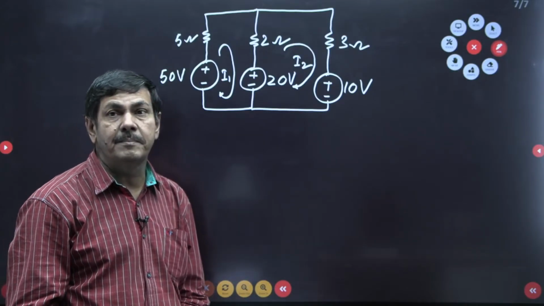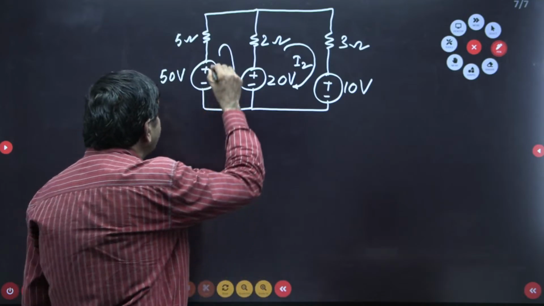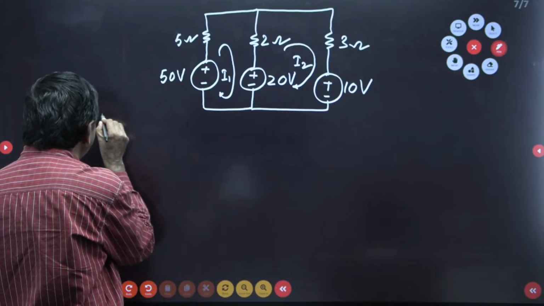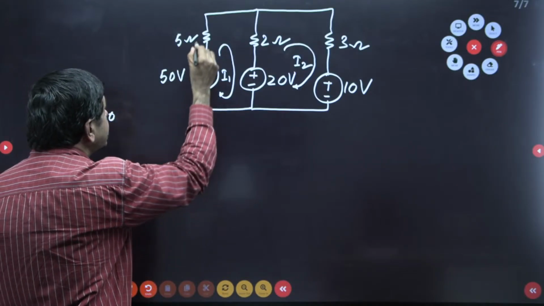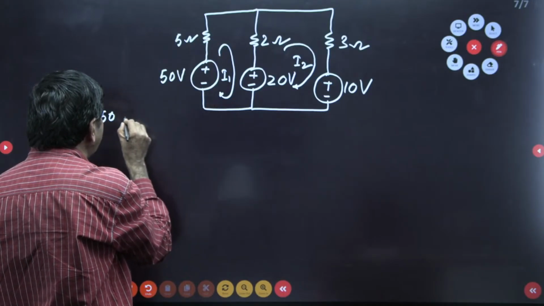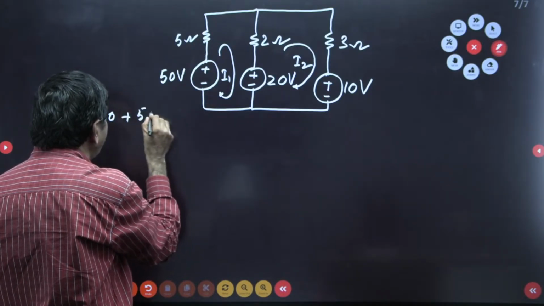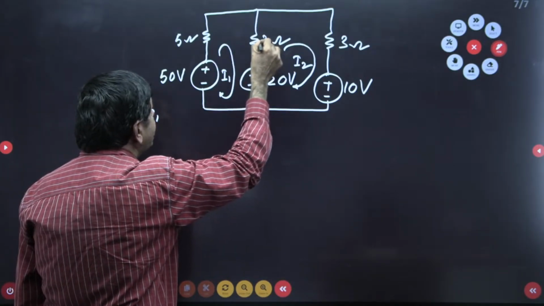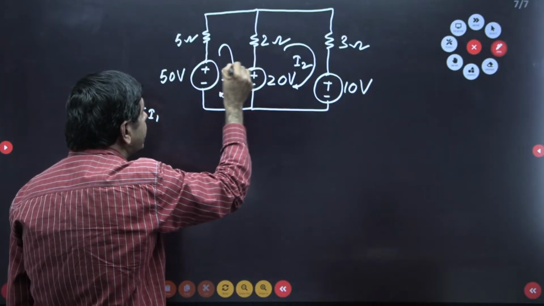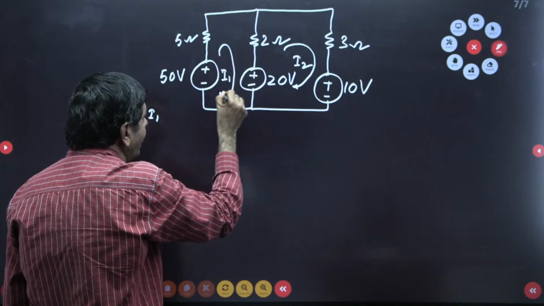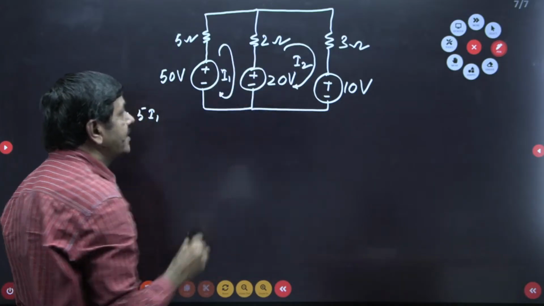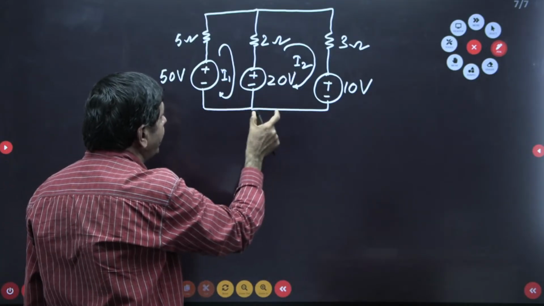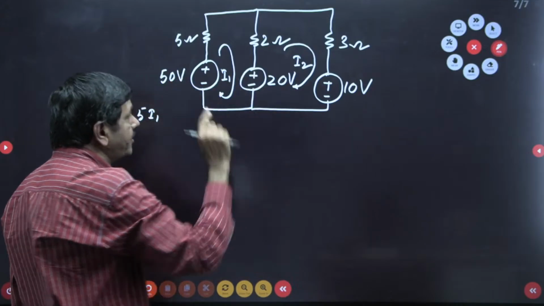But how can we form the mesh equation? I will apply KVL in this direction. When I go this side, I put minus 50. Going this side, the drop is 5 into I1. Then 2 into the current passing through the 2 ohms, which is the difference of these two currents. I1 passes this side, so I2 passes in the reverse direction. When you consider this loop, you must take I1 minus I2; when you consider the other loop, I2 minus I1 is important.